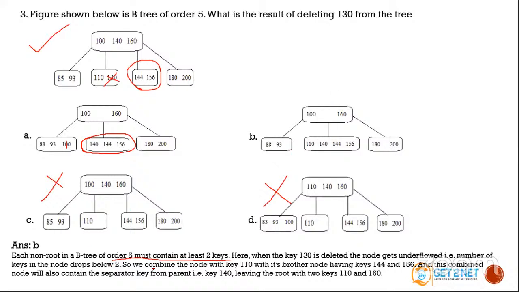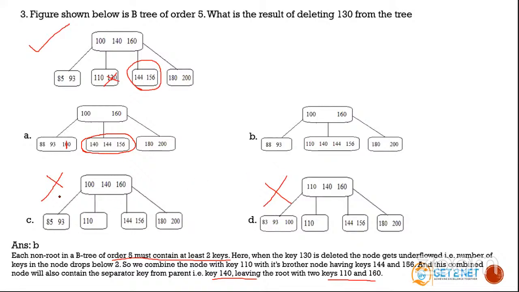This combination becomes a separated key from the parent key, that is key 140, leaving the root with 2 keys, 110 and 160. It left the parent key and came here. 140 came here. It becomes a separator.